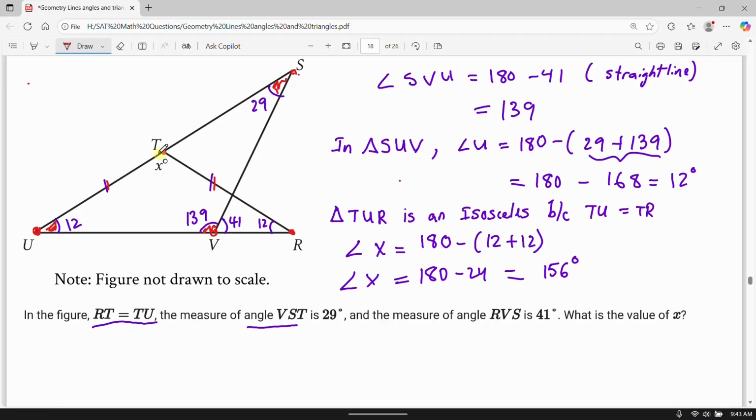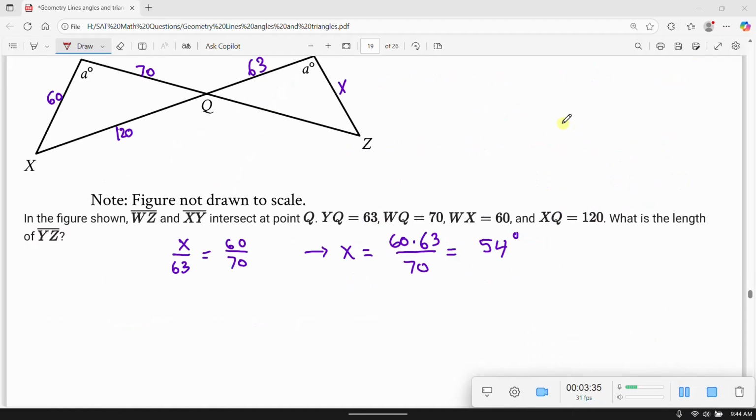So now I know the triangle TUR. TUR is an isosceles triangle because I have two sides that are congruent. Then the two angles on the bottom will be congruent as well. So to find the angle T, which is X, I'm going to do 180 minus 12 and 12. I got 156.